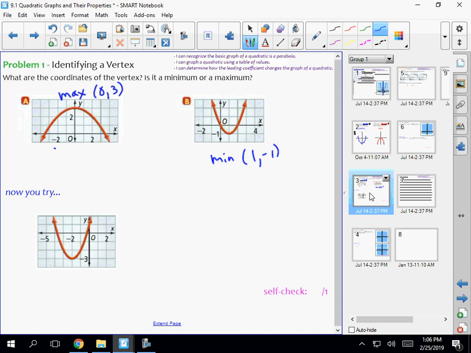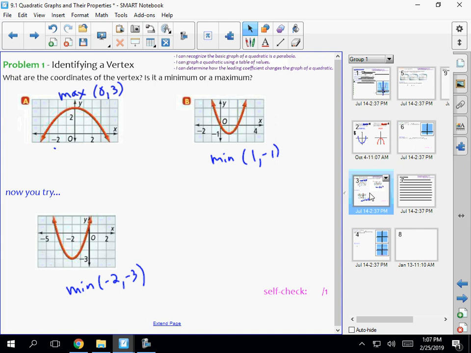So what about here? Minimum, and what is it? Minimum, it's negative 2, negative. That's not upside down though. No, we would consider this right side up, but if it's facing upward, then the vertex is a minimum. Oh, but then it's facing downward, max. Okay, I got you.